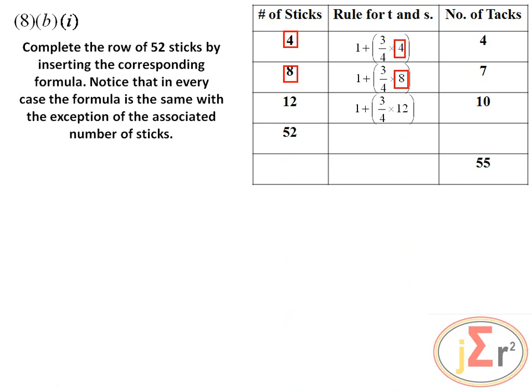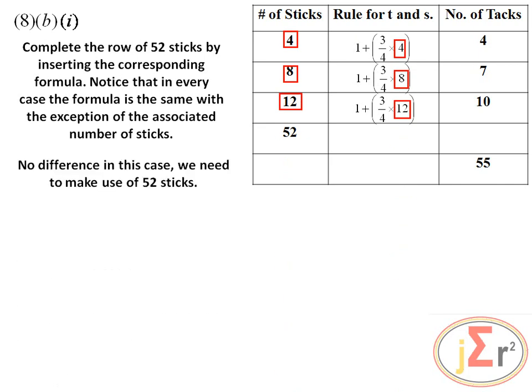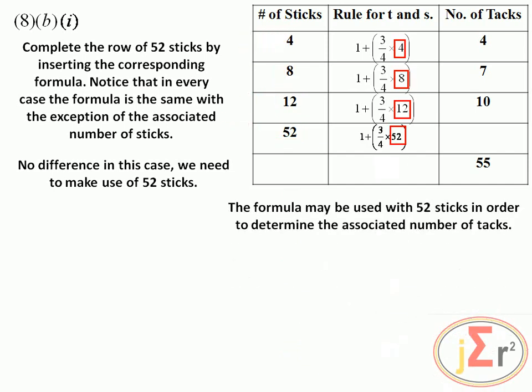Notice that in every case, the formula is the same with the exception of the associated number of sticks. No difference in this case. We need to make use of 52 sticks. So let us make use of 52 sticks. That's all there is to it. The formula may be used with 52 sticks in order to determine the associated number of tacks.